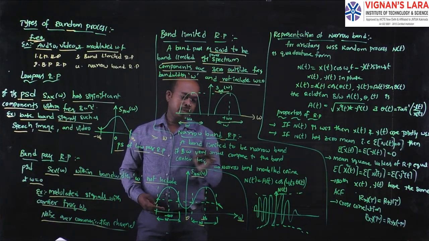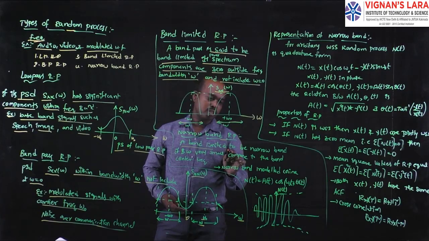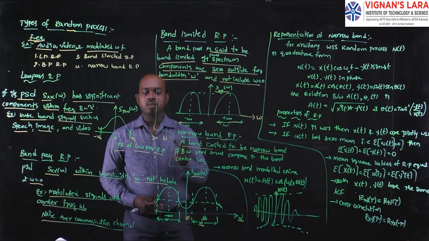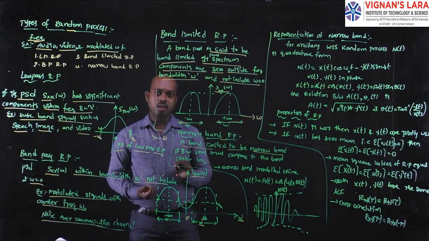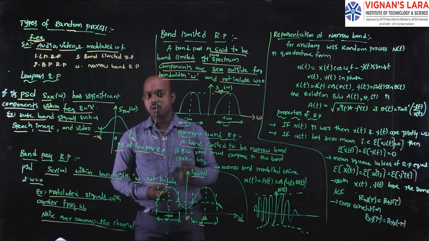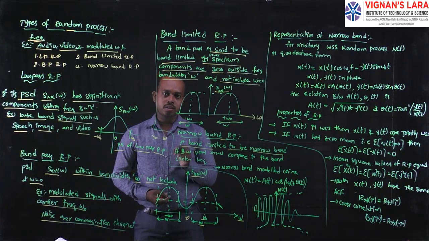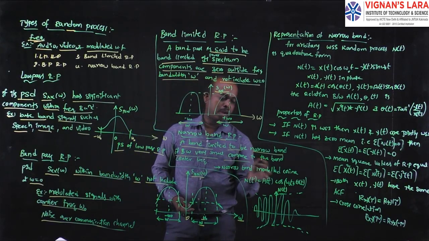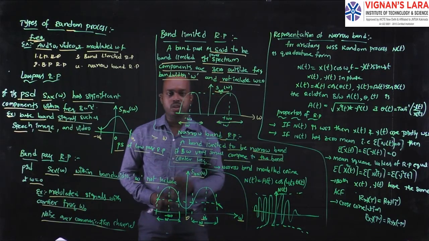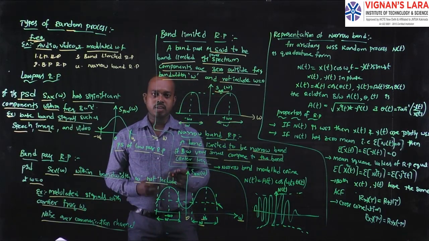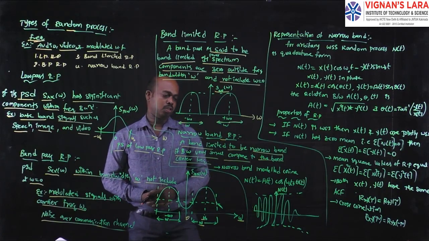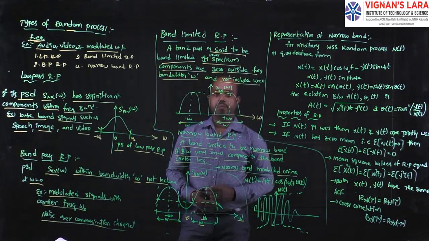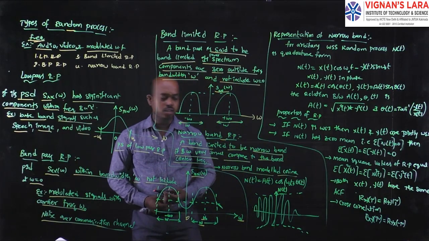A band limited random process is said to be narrow band when the bandwidth is very small compared to its band center frequency. We can say that it is a narrow band random process. The narrow band is modeled as a cosine function.